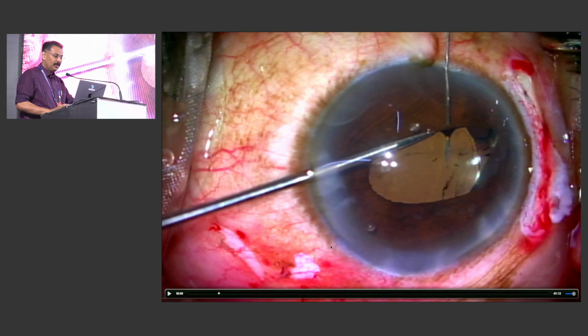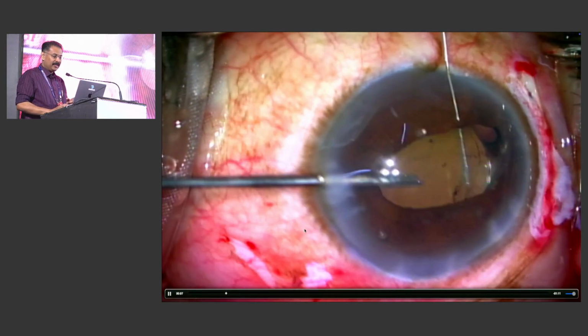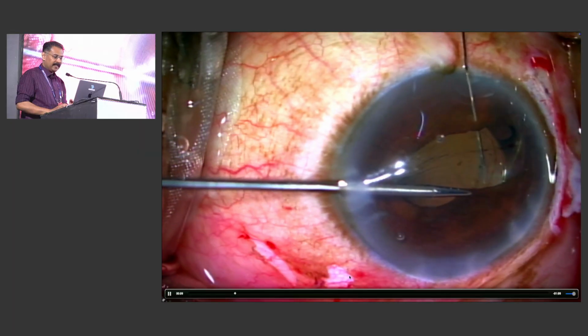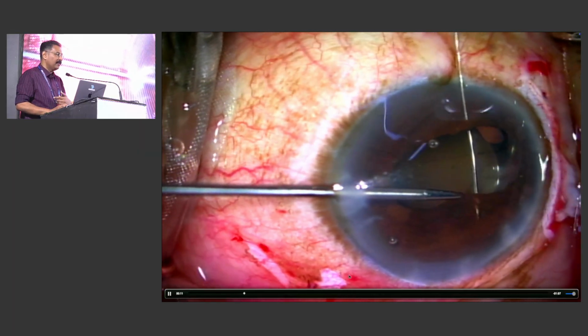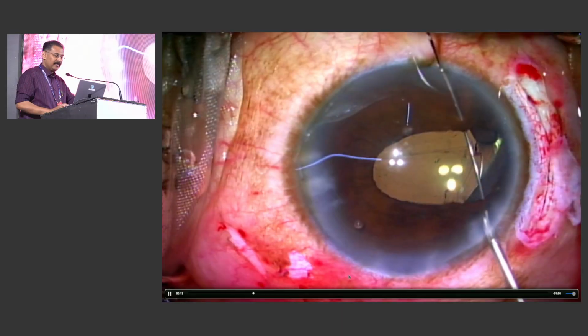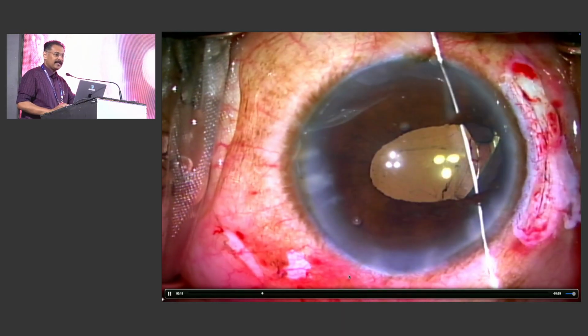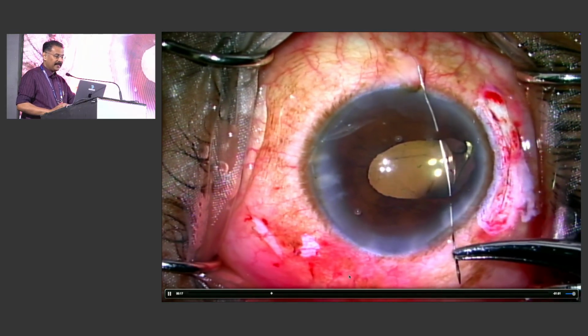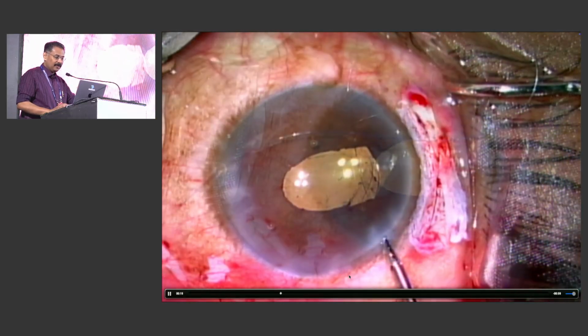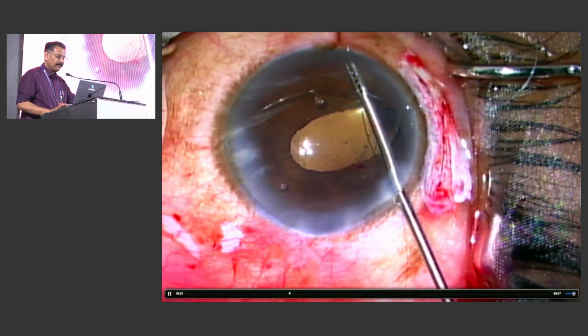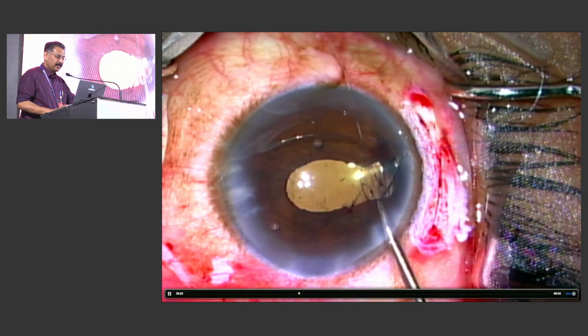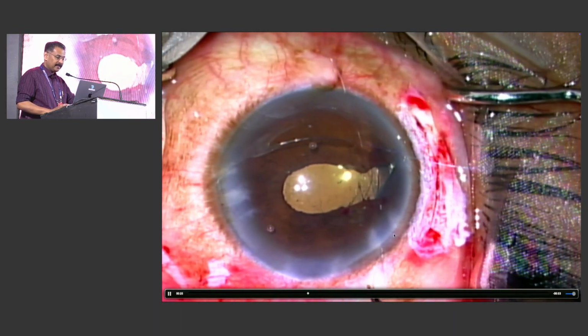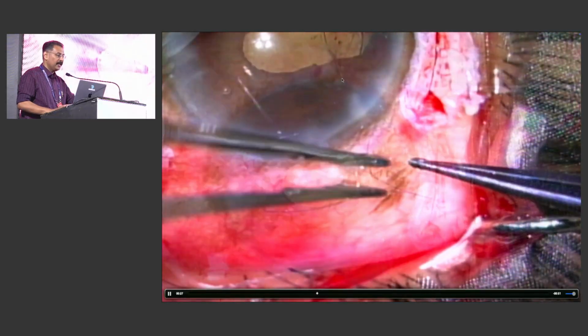Again, holding with the forceps is very important. Take a bite on one edge, and then hold the other side. Otherwise, you can take a 26 or even 30 gauge needle through the other side, railroad this and track it out. Once this comes out, the segment which is here is pulled out through the paracentesis. Here we need a paracentesis. Here you don't need a paracentesis.